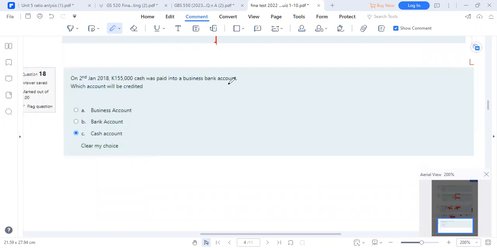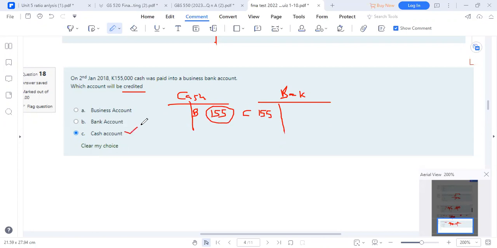On 2nd January, 155 cash was paid into a business account. Which account is credited? So you need to understand the two accounts that are here. So there's a cash account and what? A bank account. So this is a contra entry. It's happening within the same business. So we are told that 155 was paid into the bank account. So the bank account was receiving cash of 155, and the cash is giving out to the bank how much? 155. The duality concept is complete here. So we're going to credit which account? Cash account. So this is the entry there.